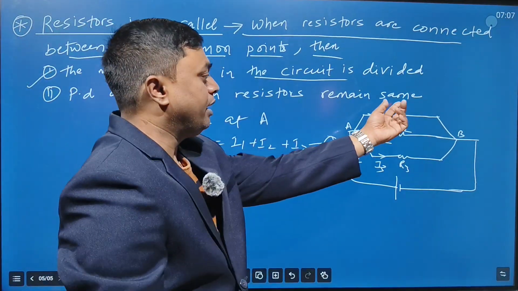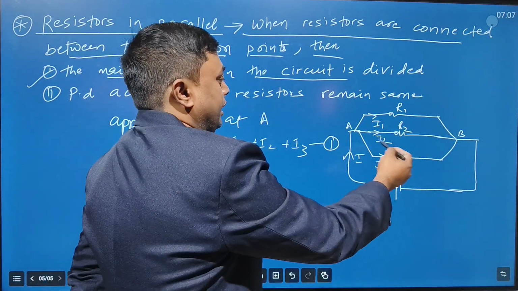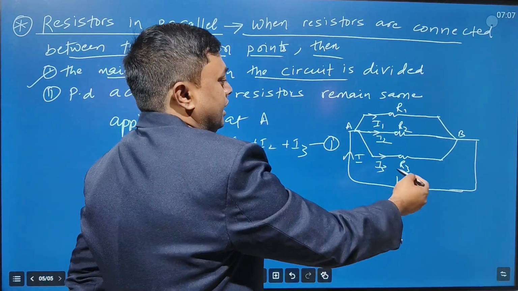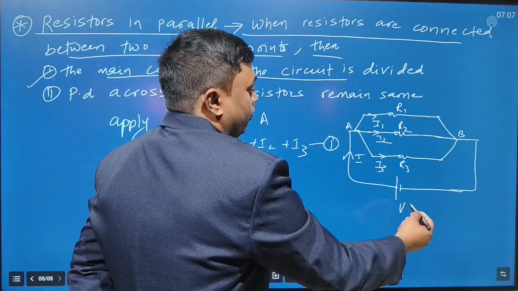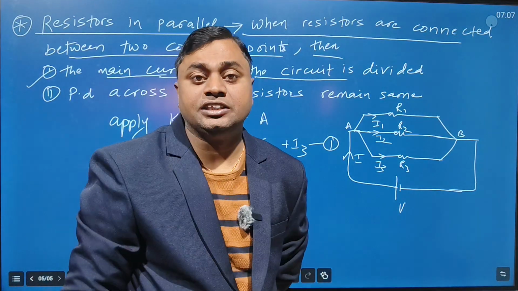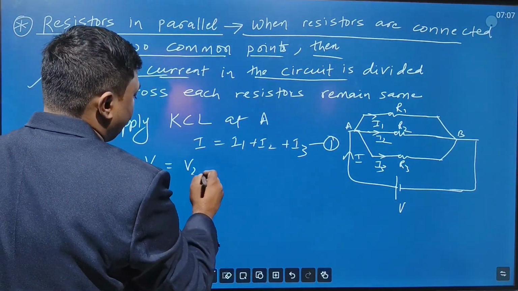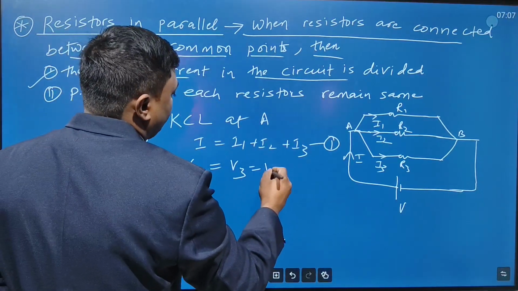Now if you see, one end of R1 is at A, the other end is at B. One end of R2 is A, the other end is B. One end of R3 is A, the other end is B. Similarly, one end of this cell is A, the other end is B. So the potential difference is the same in a parallel combination. So what we can write? V1 is equal to V2 is equal to V3 is equal to V.